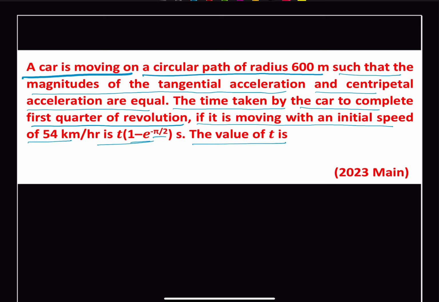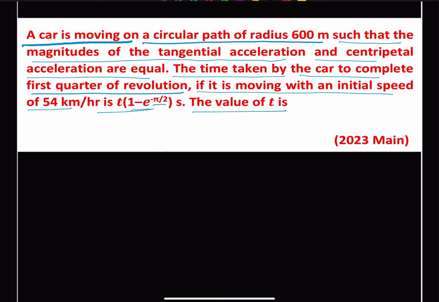So in this case, the car is moving on a circular path. So this is somewhat a circular path, and it is saying in the first quarter. So let us divide it into quarters. And it is going to have two accelerations. One will be tangential acceleration, so this is our AT, and the other one will be a centripetal acceleration. Let us call this AC, and it is given that AT is equal to AC.